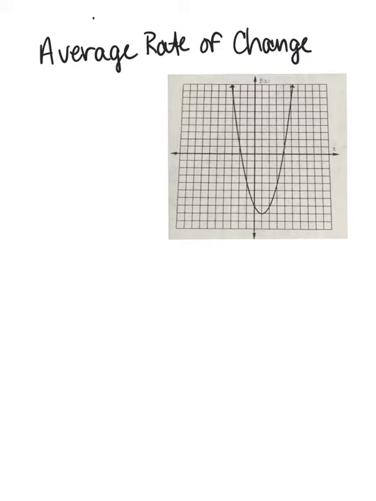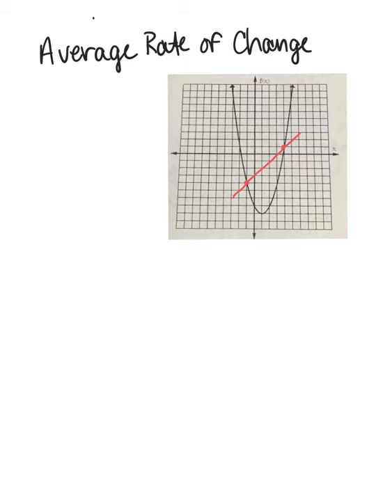Okay, so this video is going to be about the average rate of change. The average rate of change is very, very similar to the slope. We're actually going to find the slope between 2 points. It's going to be like graphing 2 points on a general graph that's not a straight line and saying, okay, well, what's the slope between those 2 points? That's what we're looking for.